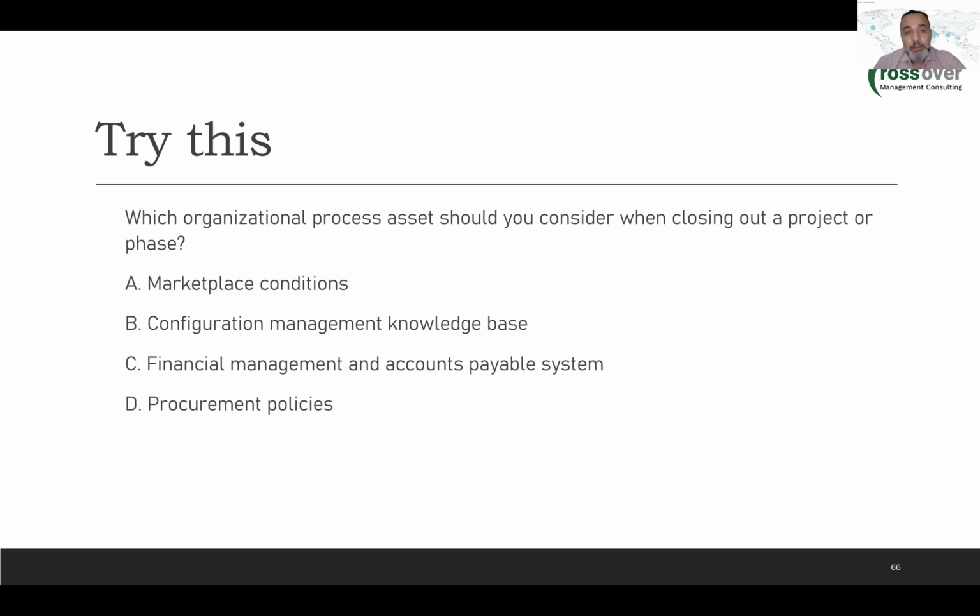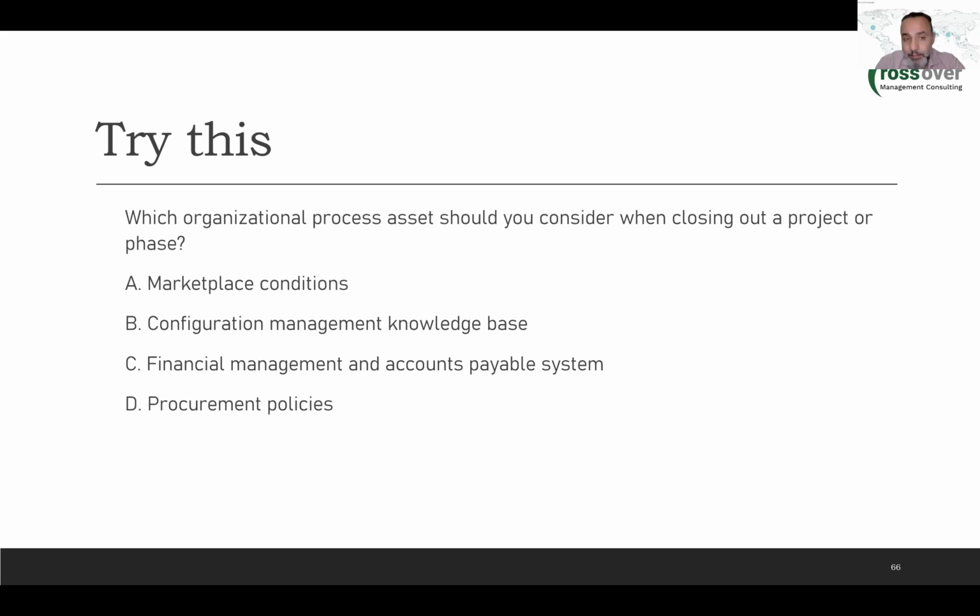Okay. Which organizational process asset should you consider when closing out a project or phase? So the question here is about the OPA, right? Which we mentioned that they are very important to take into consideration. So when you are closing a project or phase, which OPA should you consider? Marketplace conditions, configuration management knowledge base, financial management and accounts payable system, procurement policies. What do you think the right answer is? What is the OPA that we should consider when closing a project or phase?